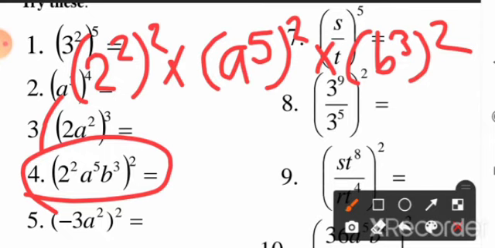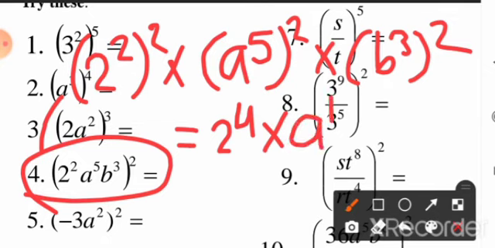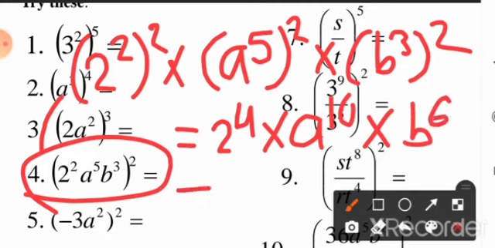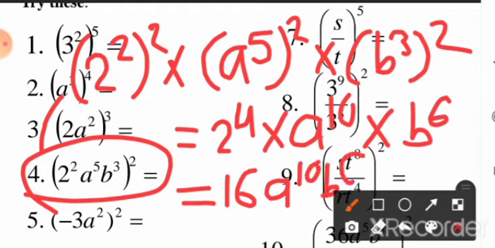So 2 power 2 into 2 is equal to 2 power 4, into a power 5 into 2 is a power 10, into b power 3 into 2 is b power 6. So you can write now 2 power 4 is equal to 16. So the answer is 16 a power 10 b power 6. That's the solution of question number 4.